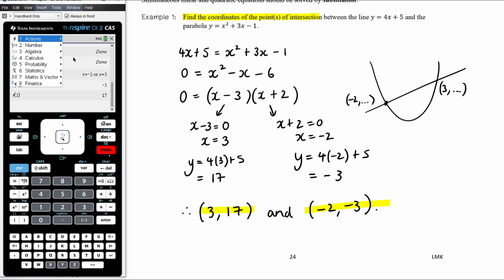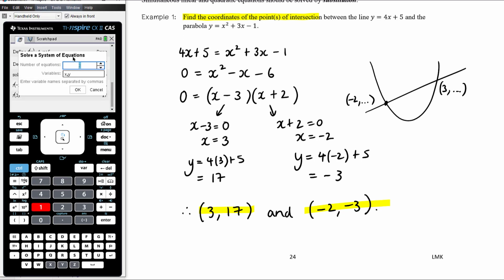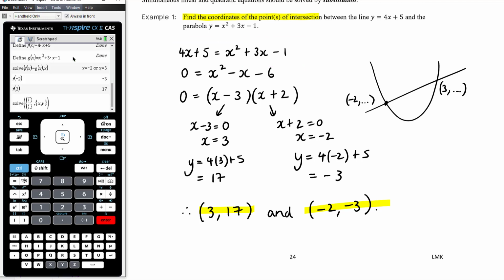Okay, the last option would be to get your CAS to solve the simultaneous equations, so menu 371. Although usually the substitution's easy enough to do yourself, and then you can just solve a single equation by typing that equation in, rather than typing in the simultaneous equations. But it's up to you. So you can solve the simultaneous equations. The two equations are y equals 4x plus 5, and y equals x squared plus 3x minus 1. The advantage of solving the simultaneous equations is it will solve for both x and y, so you'll get your x and y values.